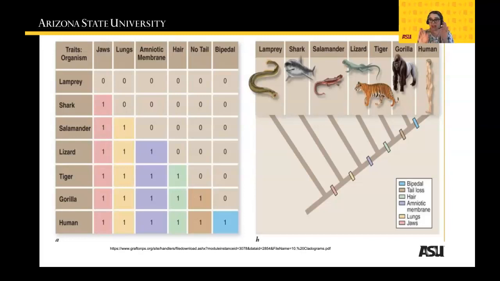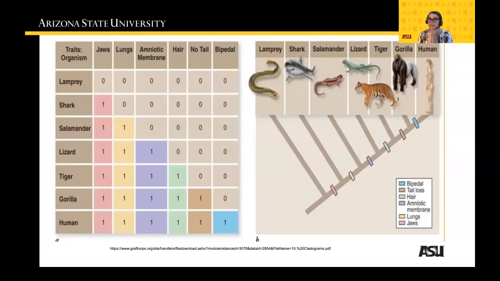It has none of the characteristics, so it's the common ancestor. Then we would look at the shark because it only has 1 synapomorphy. So when jaws evolved, now we get the shark. Then it looks like lungs evolved and we get the salamander. Then amniotic membranes evolved and we get a lizard. Then we get hair. Now we have the tiger. We get no tail, and there's the gorilla, and finally bipedalism, and there's a human.